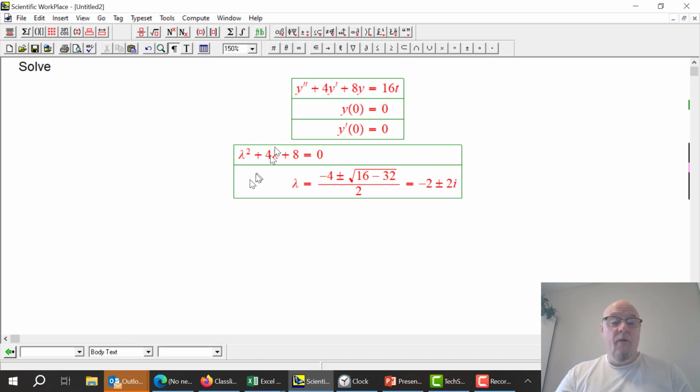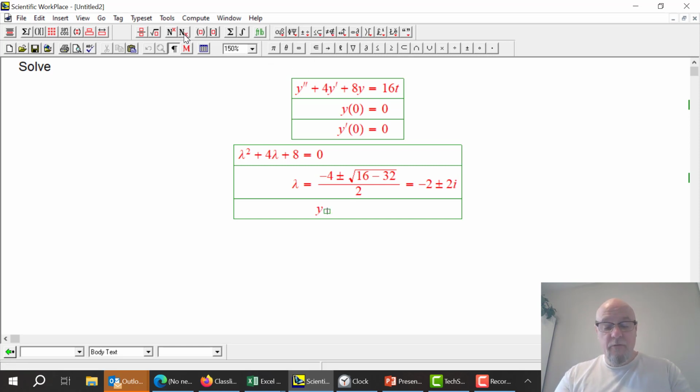So y'' gives lambda squared, 4y' gives 4 lambda, 8y gives 8, equals 0. This is me solving the homogeneous system. So I've written down the auxiliary equation. Solve for lambda, and I've got complex conjugate eigenvalues. Real part -2, complex part 2. So with that, we can write down the homogeneous solution.